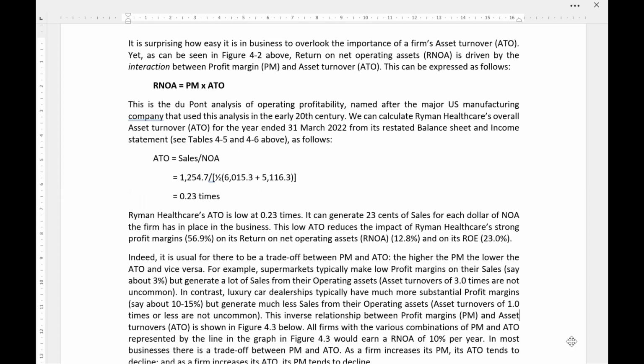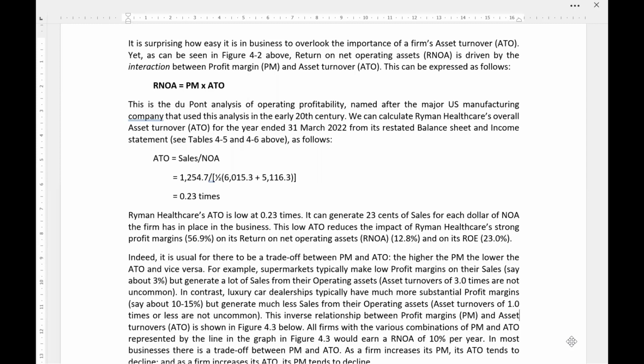the early 20th century. We can calculate Ryman Healthcare's overall asset turnover, ATO, for the year ended 31 March 2022 from its restated balance sheet and income statement. See tables 4.5 and 4.6 above as follows. Asset turnover equals sales divided by net operating assets, which equals 1,254.7 divided by a half times, in brackets, 6,015.3 plus 5,116.3, which equals 0.23 times.